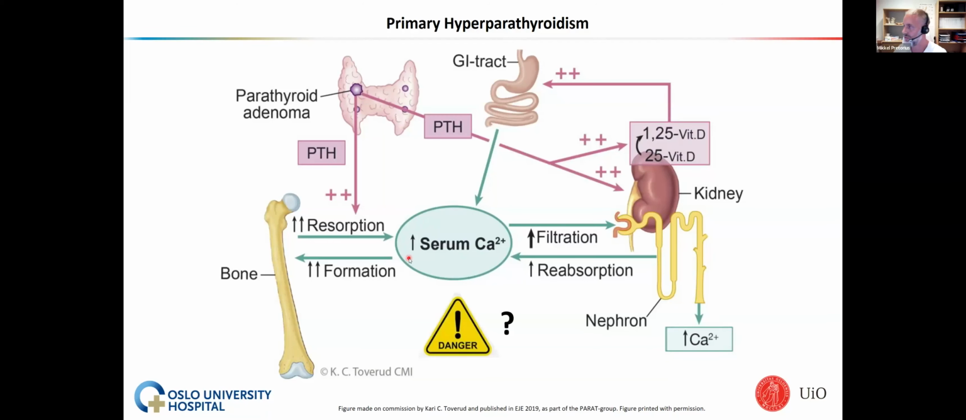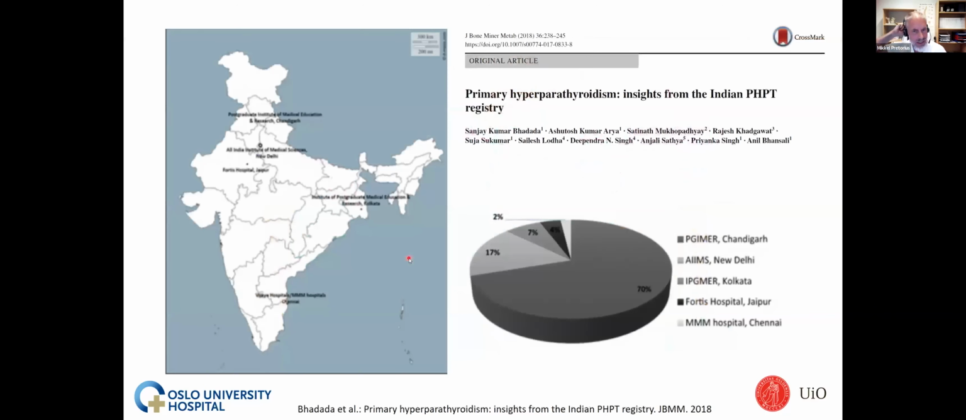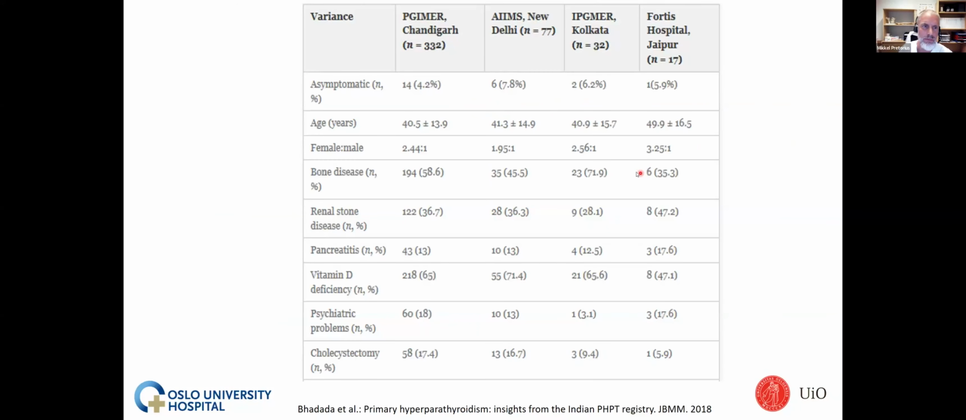As clinicians, we often start with asking, is this dangerous? Well, we can go to the Indian PHPT registry to try to find out. And here we can see there are about 460 patients included. Here we can see that almost none of the patients are asymptomatic. It's old, and about 60% of them have bone disease, and 40% of them have renal stone.